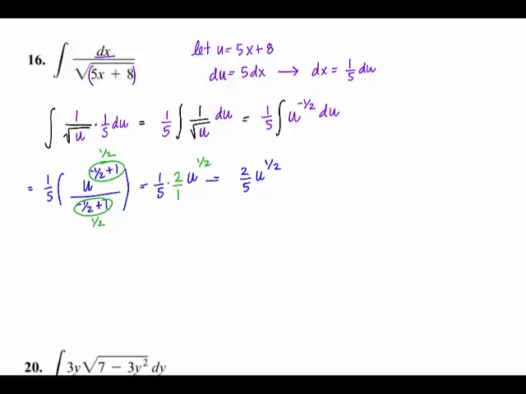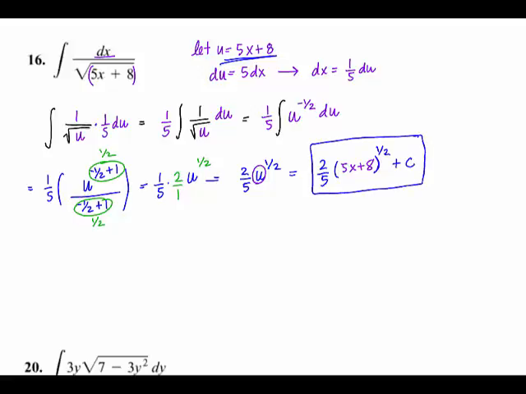We can't leave it that way though. The problem was presented in x land. We turned it into u land. Let's go back to x, resubstitute, return to the original variable. So we have 2/5 times x, which is 5x plus 8. Remember, that's the bridge between u and x. All raised to the 1/2 power, plus c, because this is a general antiderivative.